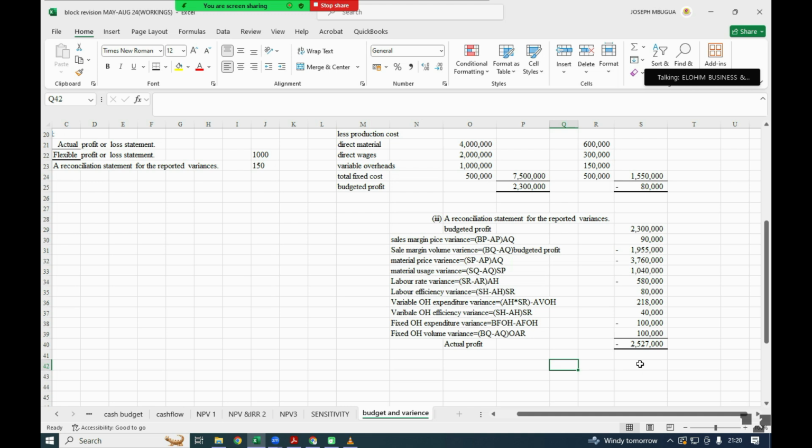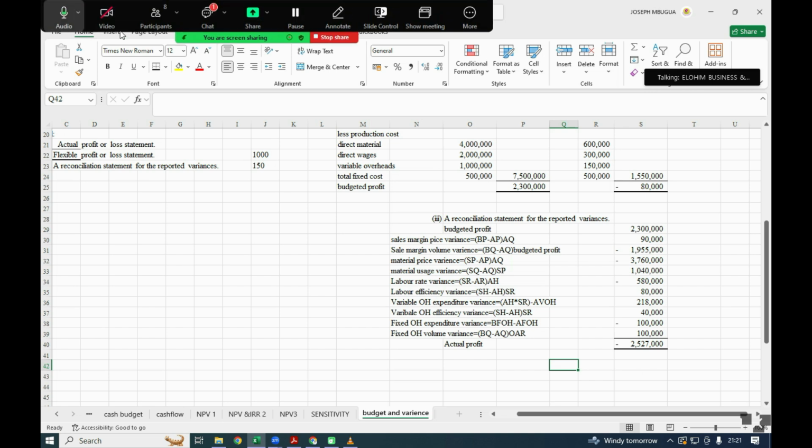Let me just leave it at that. I will counter check it and let you know where the error is coming from, whether it's from the setting or the original question, the way it was, because this is a management accounting question. I will let you know where the problem was and why it is not reconciling, most probably by tomorrow.